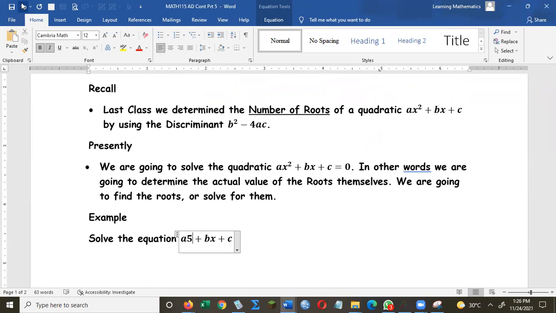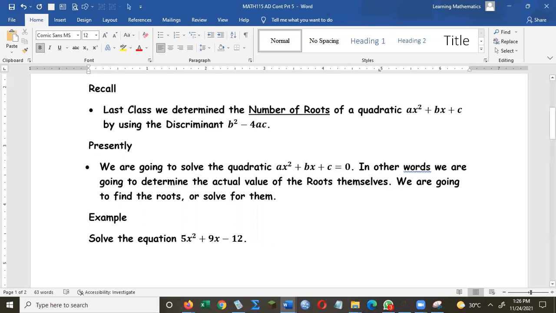Yes, now let's say I put 5 there. In the place of A, I put 5. In the place of B, I put 9. In the place of C, I put negative 12. I cannot ask you to solve that.